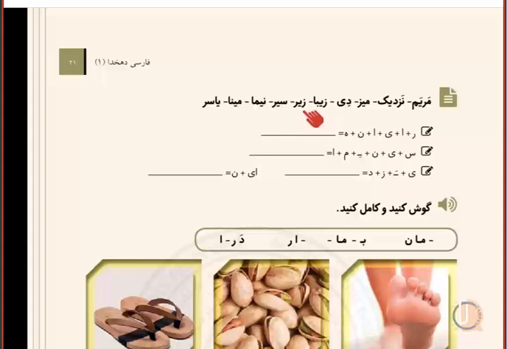Zir, under. Zir. Sir. Sir, full, not hungry. And also it means garlic. Nima, it's a name for boys. Nima. Mina, a name for females. Mina. Yasser. Yasser, name for boys.